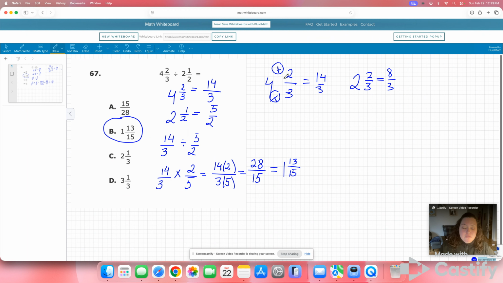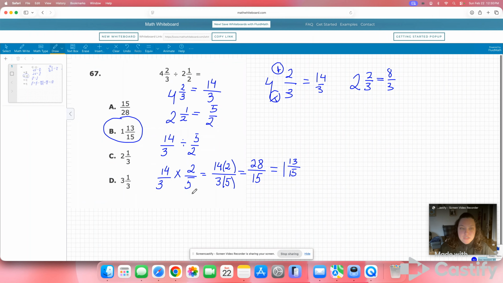The second place that I could have lost you is right here. When I converted my mixed numbers to improper fractions, I could not divide right away. What I had to do was multiply by the reciprocal. This will always be the case. Whenever you have improper fractions, you can't just divide straight through. You have to multiply by the reciprocal, which is the opposite fraction.